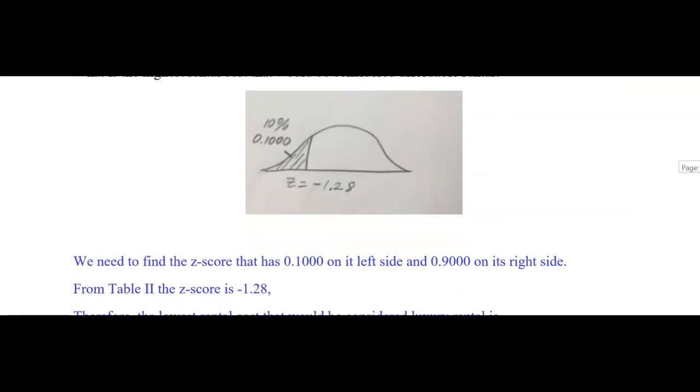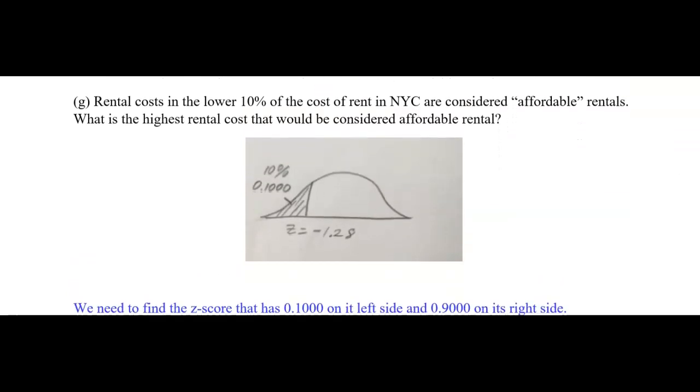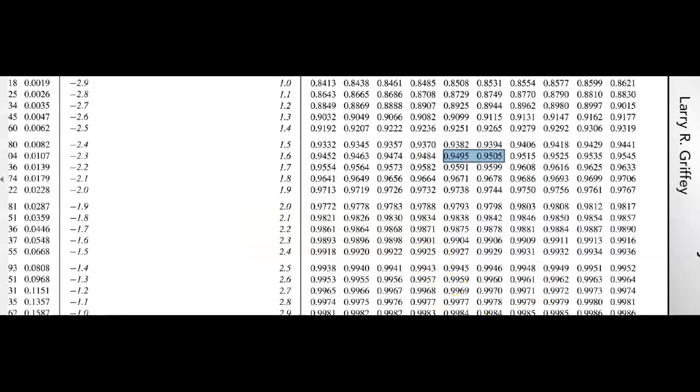Okay. Similarly, the next question we have here is rental costs in the lower 10%. So lower 10% means you have 10% below and you have 90% above. But you don't care about the right side. You want to find the z-score, so we have to look for the area that's on the left side here. So if we look for 10% in the table, 0.1000, what's happening here? 0.1.